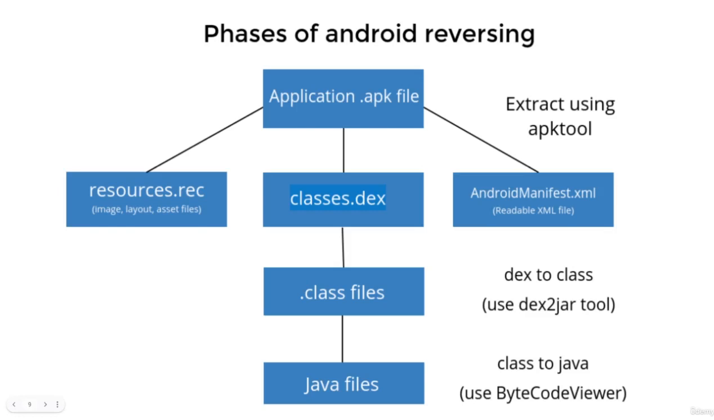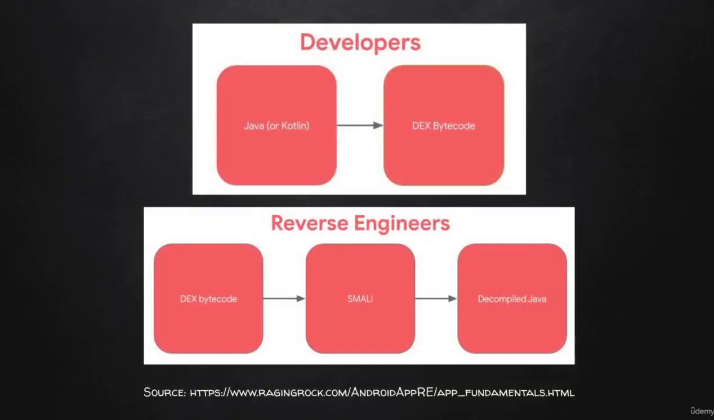So let's understand this a little deeper in the next slide. When a developer creates an application, they write the code in Java or Kotlin, and the compiler creates the DEX bytecode, which the platform actually understands. But as reverse engineers, our job is to do the exact reverse of this process. So what we are going to do is convert the DEX bytecode to something called Smali, and upon reversing it, it will give us the decompiled Java.